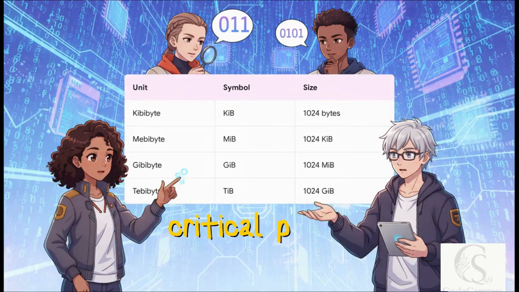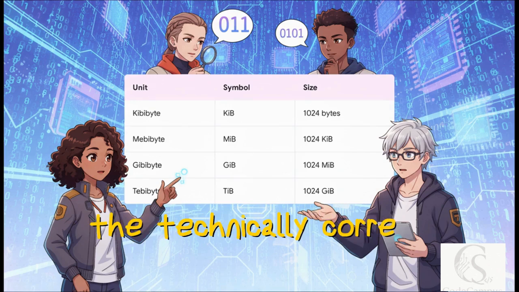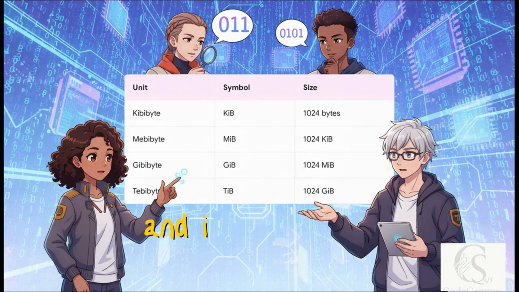And this is a really critical point. We often hear the word kilobyte and our brains just think 1,000. But in the world of computing, the technically correct term is a kibibyte, and it is always 1,024 bytes. A mebibyte is 1,024 kibibytes, a gibibyte is 1,024 mebibytes, and so on. If you're studying this, using 1,000 instead of 1,024 is a mistake you really don't want to make.